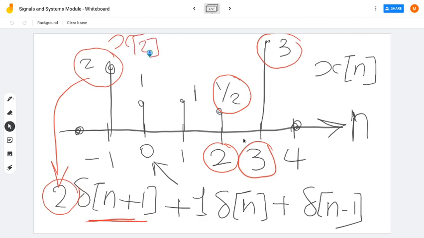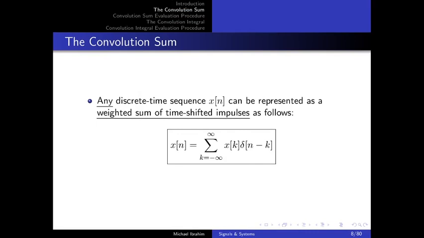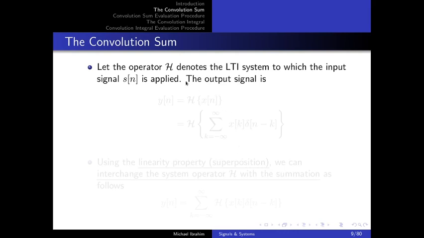So going back to our slides, here we have x of k times delta of n minus k. Any discrete time signal can be represented in this form: shifted impulses, and each impulse would have a weight of x of k. So let's say we have an LTI system whose operator is h, and we need to apply an input x of n and find the output signal y of n.